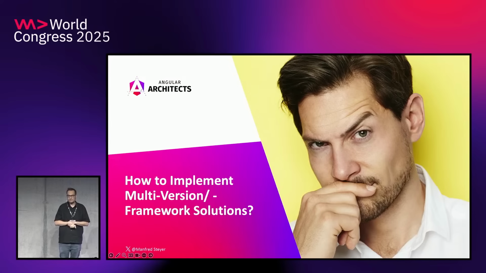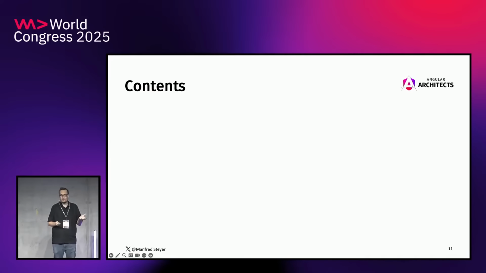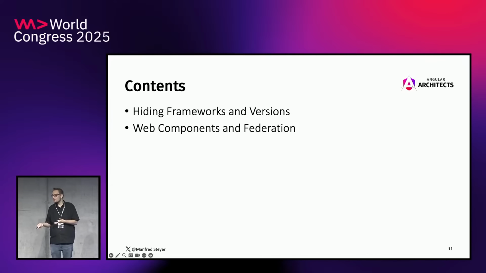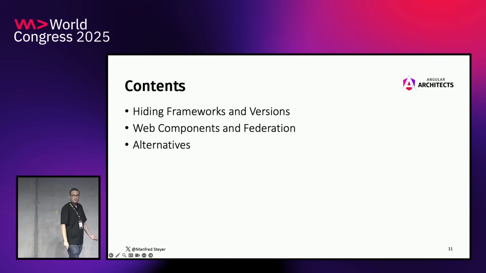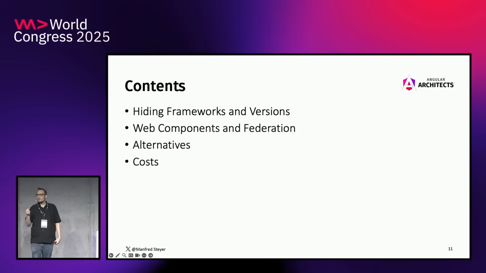So the big question I want to answer here in this presentation is how to implement such scenarios. And for this I have prepared several things. I will get started with hiding frameworks, with abstracting the details of frameworks and versions away. Then we will talk about web components in combination with federation. We will also talk about alternatives, because there are always alternatives with a lot of consequences, positive and negative consequences. And finally, I also want to talk about the costs of all of this, because in this world, nothing is for free, as you know.